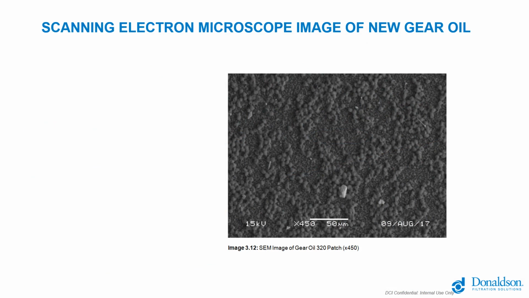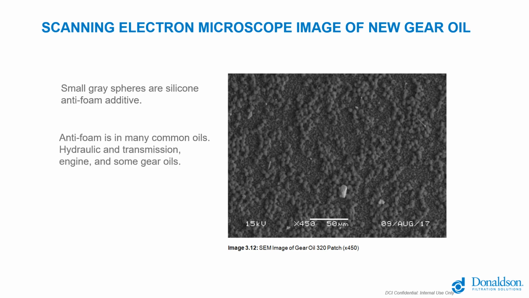So here's a scanning electron microscope image of an oil that contains this additive package, this silicone anti-foam. And you'll see a whole bunch of small gray spheres. We're at a 450x magnification here, so a bit more than you can see with a regular light microscope. But you can see there's just a ton of these little gray spheres visible. They're all over the patch there. Those are the anti-foam additive. They help break up air bubbles in the fluid and let air out of the oil quicker so that it doesn't cavitate when it goes back through the system.